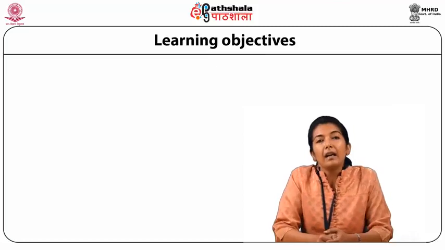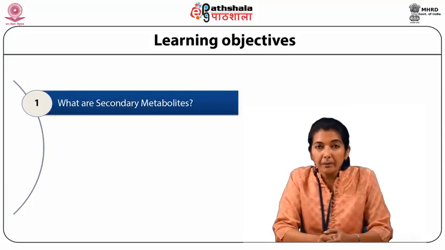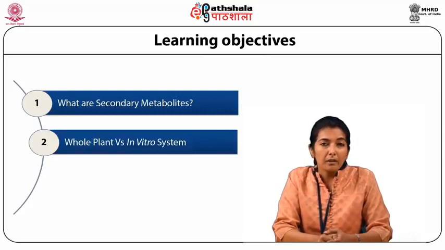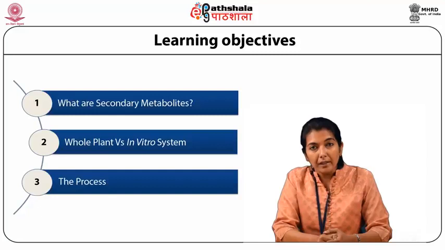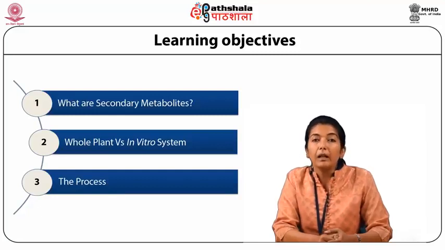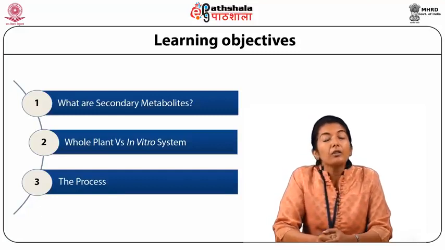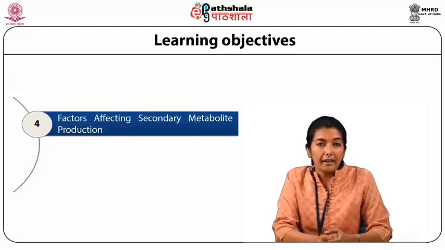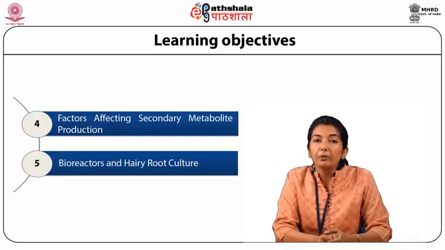Today we are going to talk on the module secondary metabolites under the paper Plant Biotechnology and Crop Improvement. So let us understand what we are going to cover in this module. We are going to talk about what secondary metabolites are, whole plant system versus in vitro system, the process of how we carry out secondary metabolite production, the factors affecting secondary metabolite production, and finally bioreactors and hairy root culture. So let us first understand what secondary metabolites are.